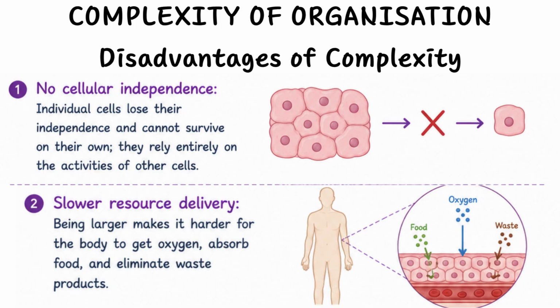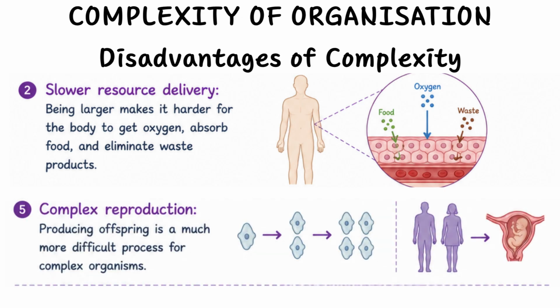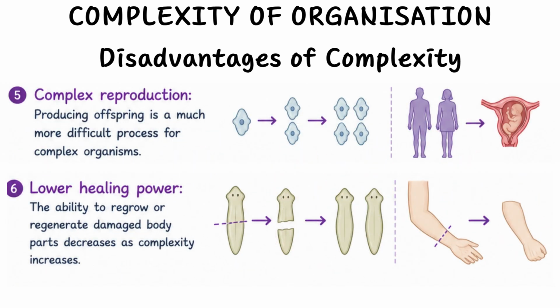There's also slower waste removal. It takes much longer for complex organisms to expel waste products than for a single-celled organism. The more complex an organism gets, the more complex its reproduction becomes. So producing offspring is a much more difficult process for more complex organisms. There's also lower healing power. The ability to regrow or regenerate damaged body parts decreases as an organism becomes more complex.